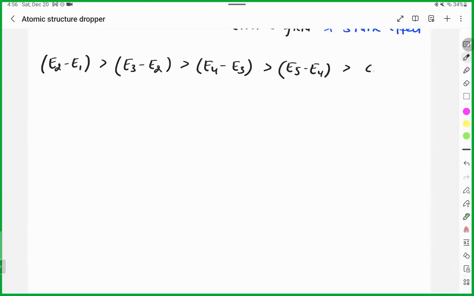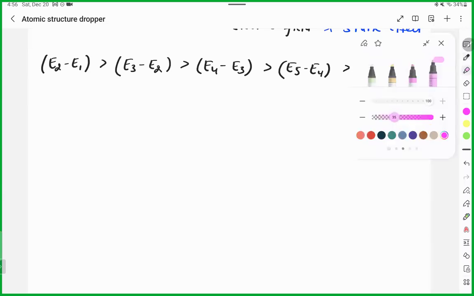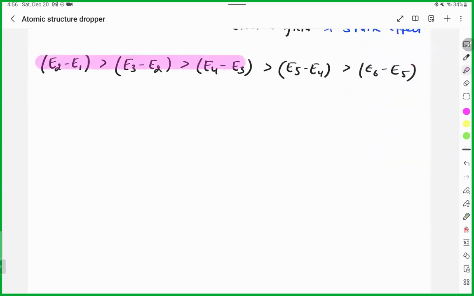And in the same way E6 to E5. Understood? So where do you have the minimum difference, in E5 to E6? Yes or no, guys? Correct. Yes, sir.